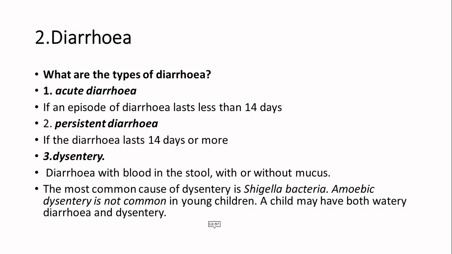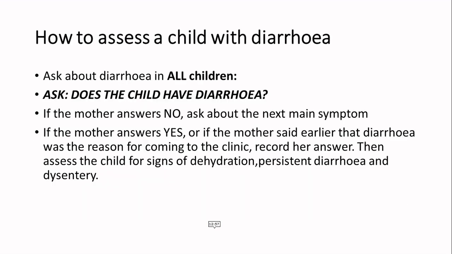What are the types of diarrhea? 1. Acute diarrhea. If an episode of diarrhea lasts less than 14 days. 2. Persistent diarrhea. If the diarrhea lasts 14 days or more. 3. Dysentery. Diarrhea with blood in the stool, with or without mucus. The most common cause of dysentery is Shigella bacteria. Amoebic dysentery is not common in young children.